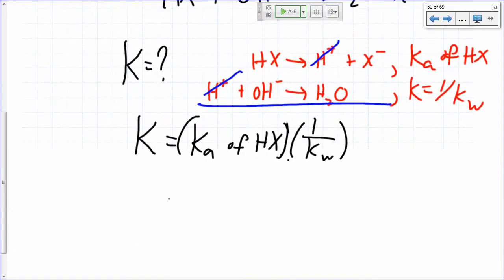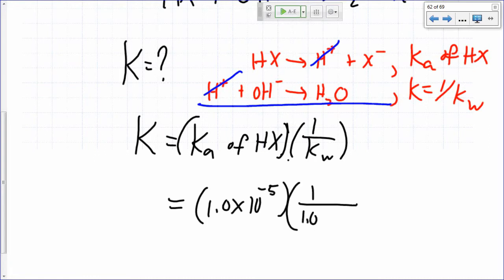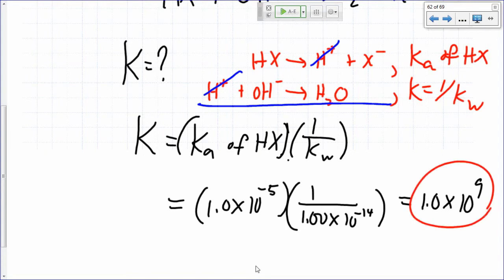So what's the equilibrium constant for this reaction then? What's the Ka of HX? 1.0 times 10 to the negative 5th. And what's 1 over Kw? 1 over 1.00 times 10 to the negative 14. This gives you 1.0 times 10 to the 9. Is that a large number or a small number? Large. What do you expect this reaction to do?